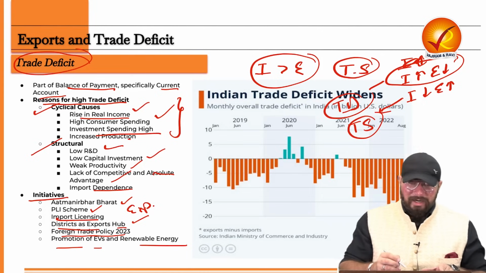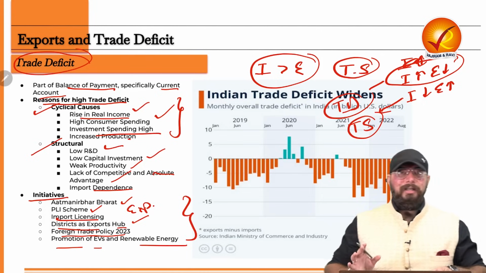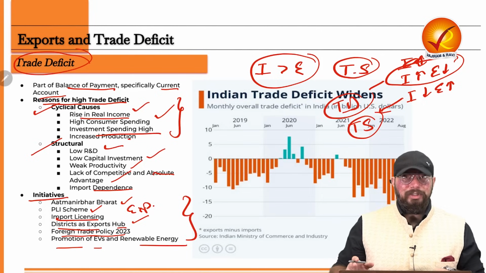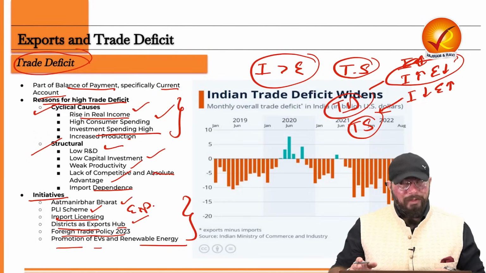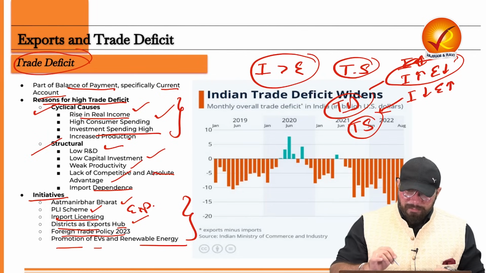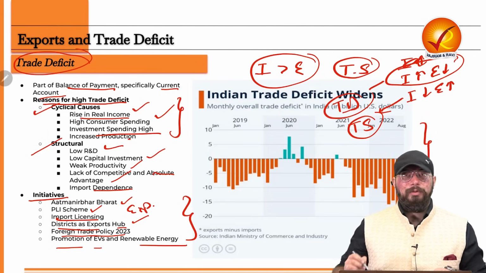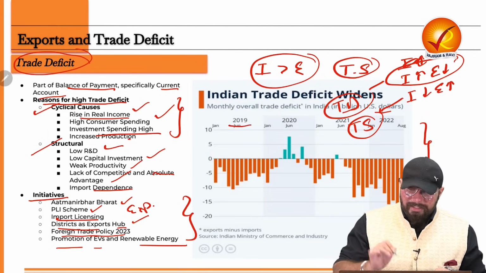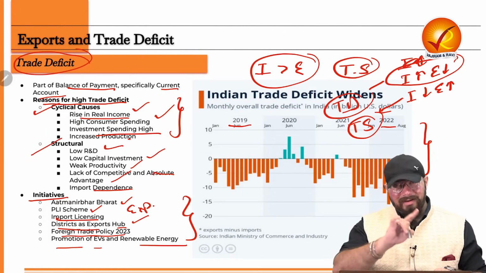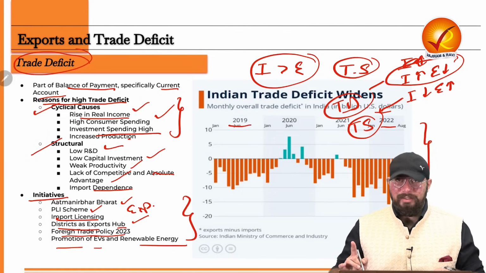So all of these are some of the initiatives taken by the government of India, some very prominent initiatives which will help in reduction of your trade deficit. Now, if you see this graph, this particular graph also shows you that from 2019 to 2022, there has been a considerable trade deficit in our country.